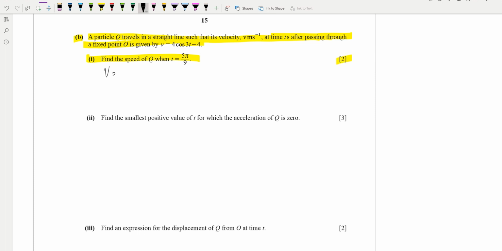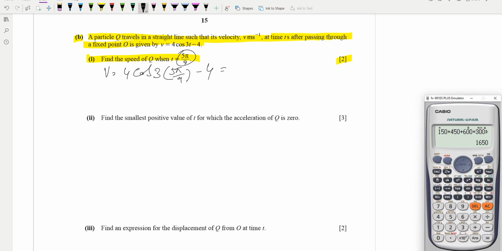So we can take v, which is given as 4 cos of 3t minus 4, and the t value we can use is 5 pi over 9. Now this will be 4 cos of 3 into 5 pi over 9, bracket close, and then minus 4. We will take degrees, and this will be in degree mode, so this is giving us 0 point something.